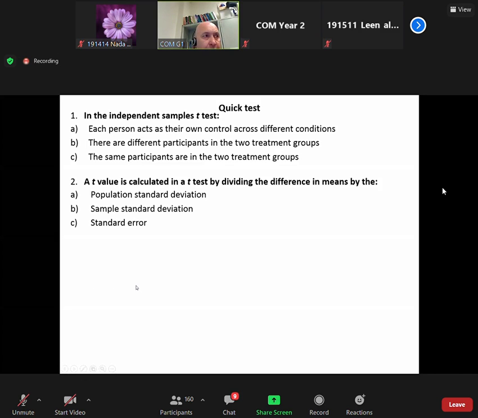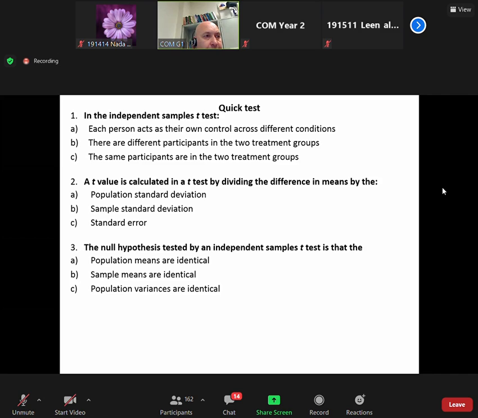Okay, the t-value is calculated in a t-test by dividing the difference in means by the population standard deviation, the sample standard deviation, or the standard error. Yes, again, everyone's getting this right. It's C. Good. Standard error. It's not the standard deviation. It's the standard error, which takes into account the size of the sample.